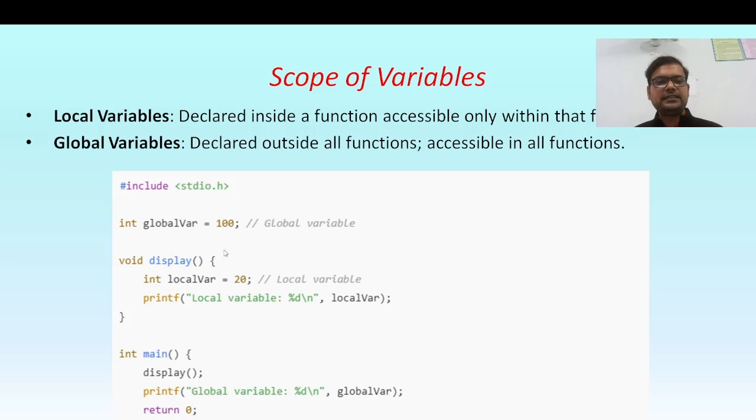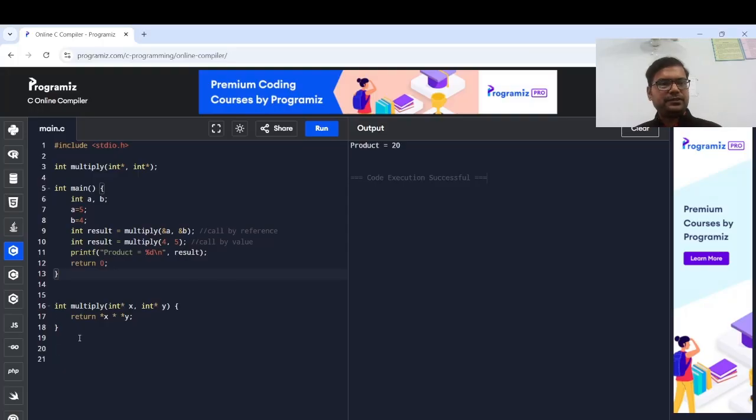So these are the scope. The availability of the variables is actually called the scope of a variable. So based on that, we can define the scope of a variable as local variable and global variable. Global variable here, global var, which is available to the entire program, and local variable here is a local var, which is only available inside the display. So if we take an example, it will be much more clear.